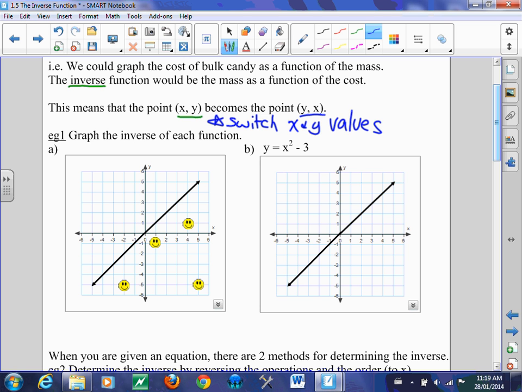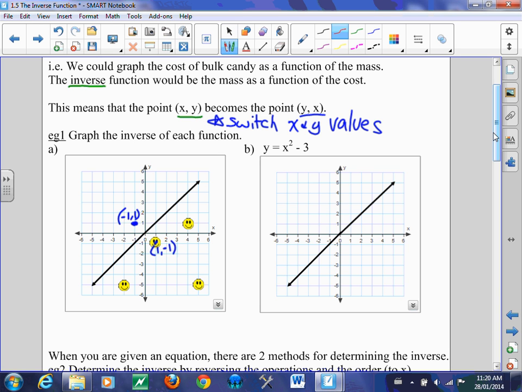All right, graph the inverse of each function. Well, first of all, ladies and gentlemen, just remember, if you take a look at some of these, the first smiley I'll do right here, what ordered pair do we have for that one? We know that that is 1 and -1. If we switch x and y, it's going to become -1 and 1, so it's going to become here. So that's going to become -1 and 1.